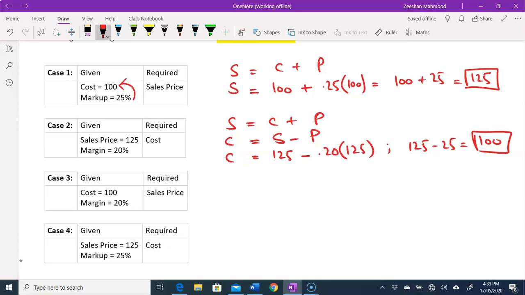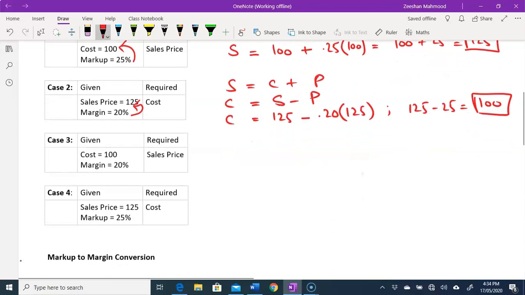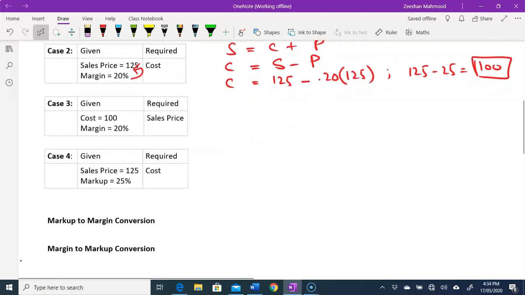And in case 2, we're given margin, which is a percentage of selling price, and we are given the selling price, so we can straight away apply that and find out the cost and profit. Now in case 3 and case 4, the information is not direct. For example, in case 3, we are given the cost and the margin and we're required to calculate the selling price. So we use the equation again, S is equal to C plus P.